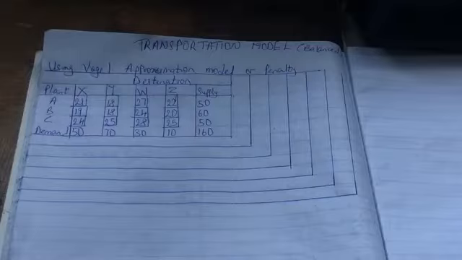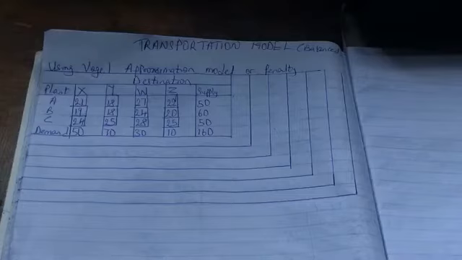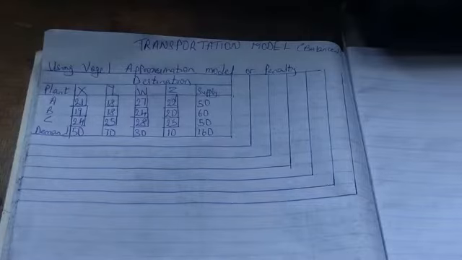The steps in this method are: step 1, compute for each row or column the penalty by subtracting the smallest unit cost from the next smallest unit cost in the row or column. Step 2, select the row or column with the highest penalty and then allocate as much as possible to the variable with the least cost in the selected row or column.